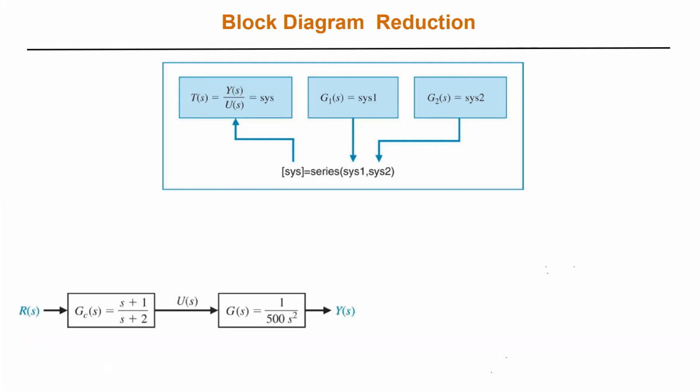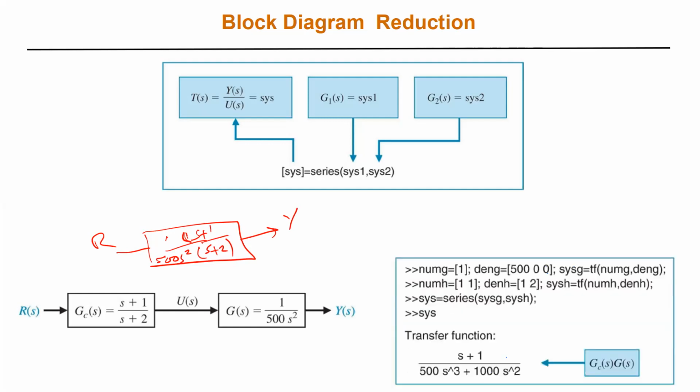Let's take an example. So suppose I have these two systems. What will be the combination of the two? It will be 1 over 500 s squared times s plus 1 over s plus 2. So in here I'll have s plus 1, s plus 2 over 500 s squared. MATLAB will do the job even nicely.